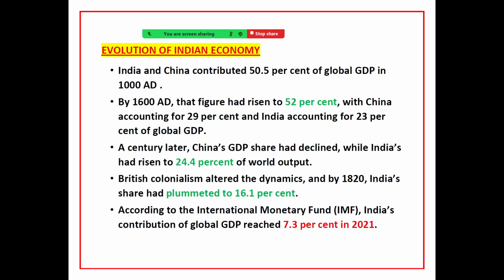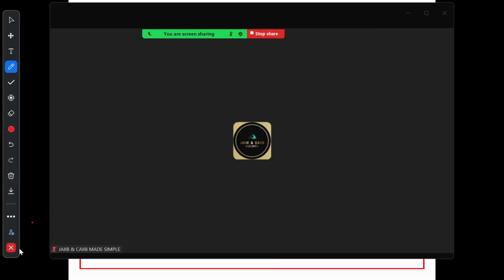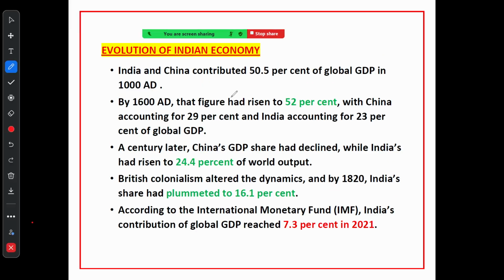So, understanding Indian economic challenges before independence, right? The first point is the Indian economic journey, the evolution of the Indian economy. So imagine 1,000 years ago, India and China were the biggest economies in the world. Together they made more than half of the world's total wealth. You can see it is almost 50.5%, that together India and China made 50.5% of the global GDP. That means half of the world's total wealth was with India and China.